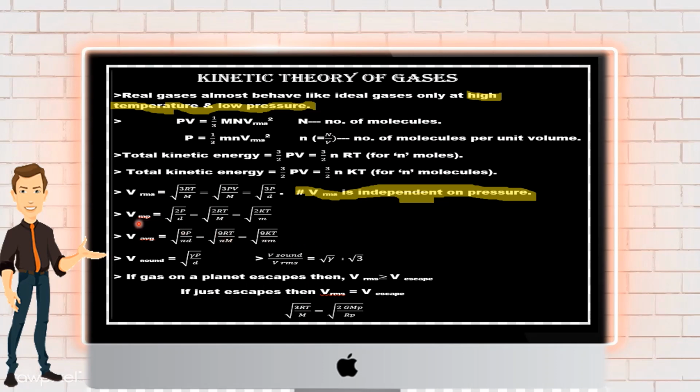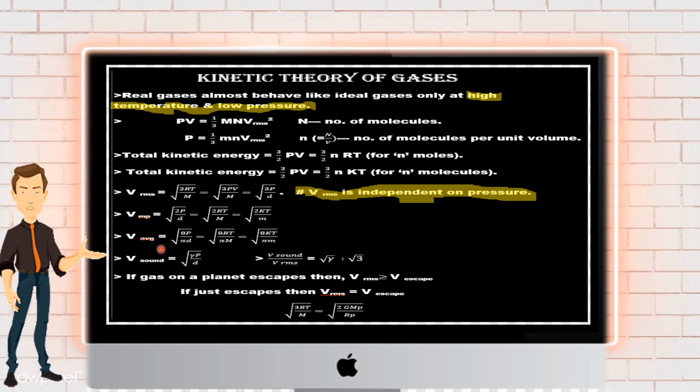Next, coming to most probable velocity. That's root over 2P by D, root over 2RT by M, root over 2KT by M. We know K is the Boltzmann constant, M is the molecular weight, T is the temperature, R is the universal gas constant, D is the density, P is the pressure. Most probable velocity is nothing but the velocity possessed by the most number of molecules.